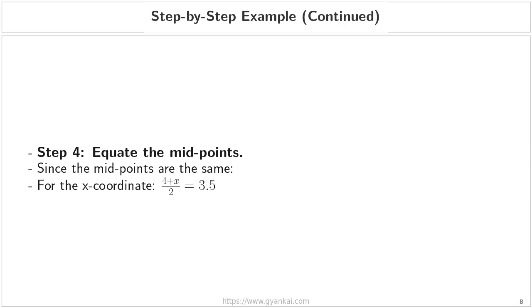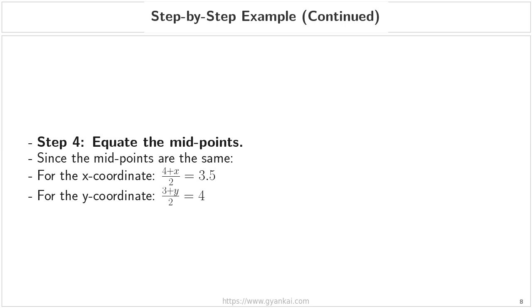For the x-coordinate, we take the expression for the midpoint of BD, which is 4 plus x, all divided by 2, and set it equal to the x-coordinate of our known midpoint, which is 3.5. Similarly, for the y-coordinate, we take the expression for the midpoint of BD, which is 3 plus y, all divided by 2, and set it equal to the y-coordinate of our known midpoint, which is 4. By setting these equal, we have created a system of two simple equations that will allow us to solve for our unknown variables in the next step.